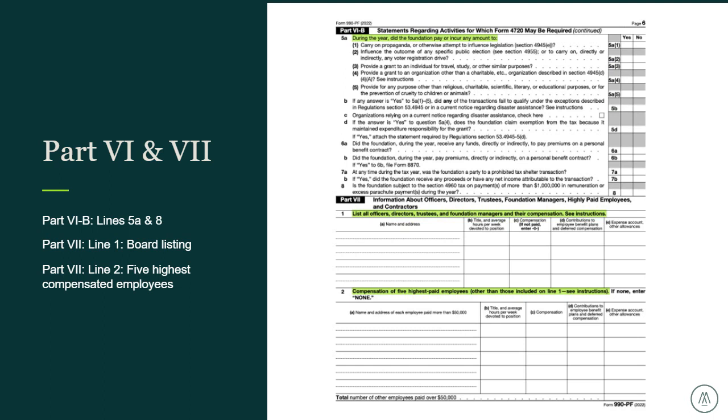There is a question on 5B that says, did any of the transactions fail to qualify under the exception? So usually you want to say yes, it qualifies for an exception. But if it qualifies for an exception, because there's an exception to almost everything, you would answer no here.